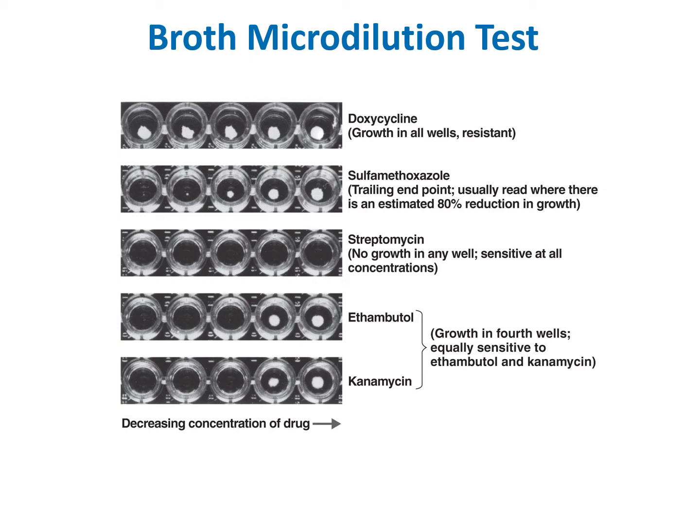The broth dilution test is a popular method of testing antimicrobials right here in the good old USA. It gives the same information as the e-test on the last slide. In this test, bacteria are suspended in broth and are added to a set of test tubes or depressions in a plastic tray, like you see here.